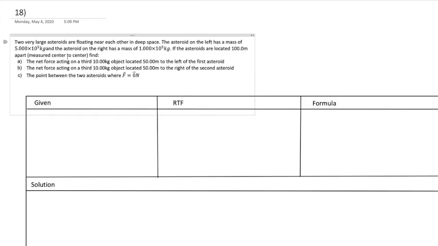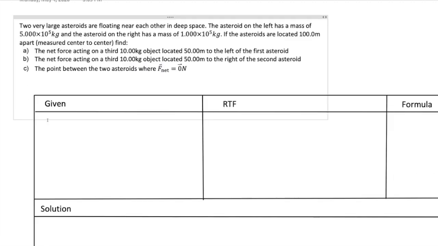And finally, sample problem 18. Two very large asteroids are floating near each other in deep space. The asteroid on the left has a mass of 5 times 10 to the 5 kilograms, and the asteroid on the right has a mass of 1 times 10 to the 5 kilograms. If the asteroids are located 100 meters apart, measured center to center, find A, the net force acting on a third 10 kilogram object if it's located to the left of the first asteroid, B, the net force acting on a third 10 kilogram object located 50 meters to the right of the second asteroid, and C, the point between the two asteroids where F net equals 0. So in this case, we have 3 objects. We have the 2 asteroids plus the third object that is 10 kilograms.